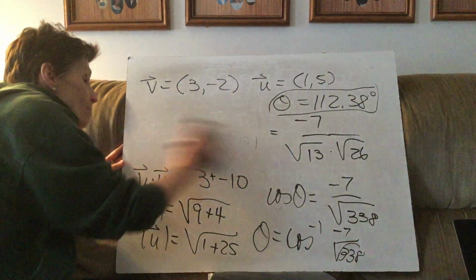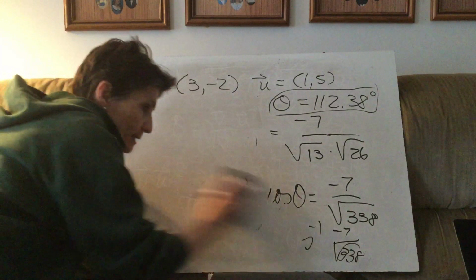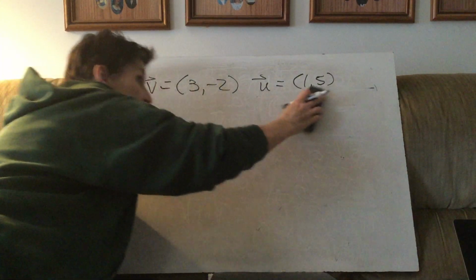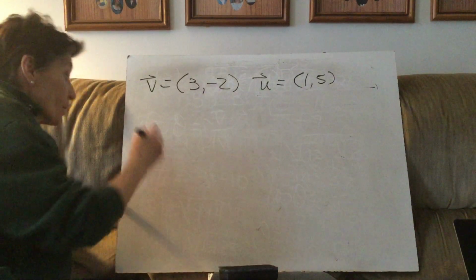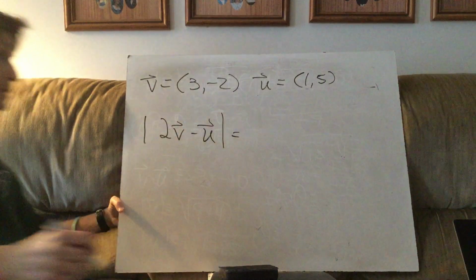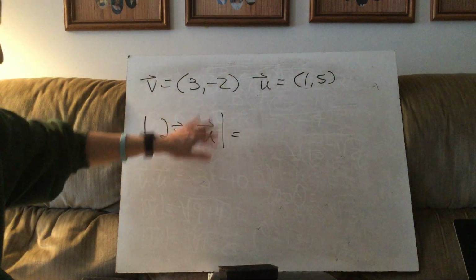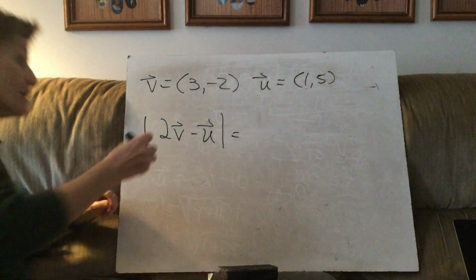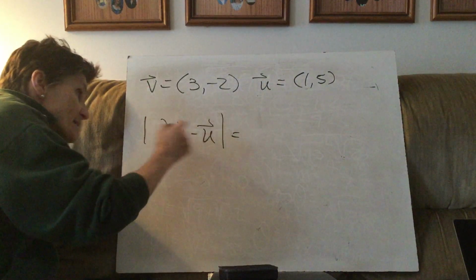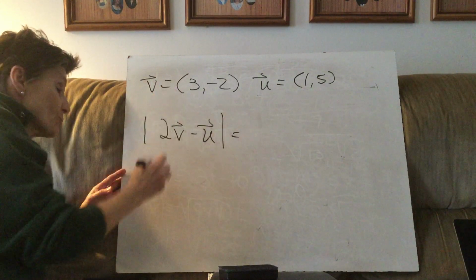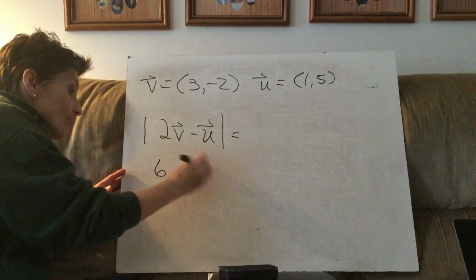All right, 1 more, and you are done. Using these same 2 vectors, we're going to find this. So again, this is magnitude. We're going to be finding magnitude, but that's the very last step. It's kind of like parentheses. We have to do all this stuff inside. So we're going to take 2v. So 2v would be 6, -4.